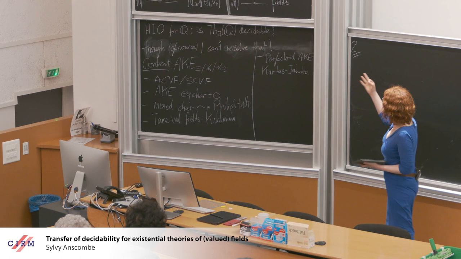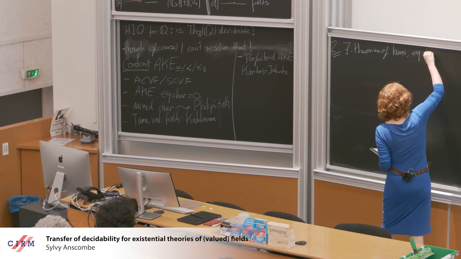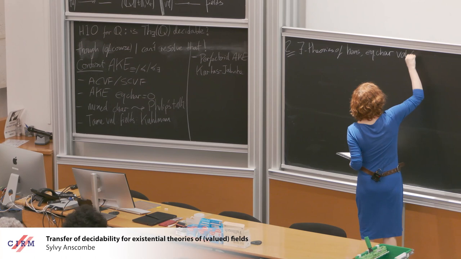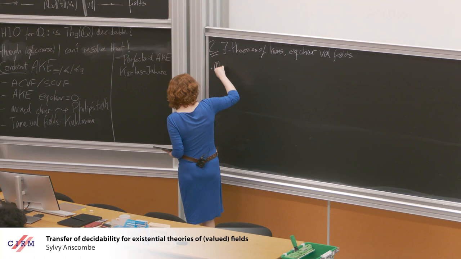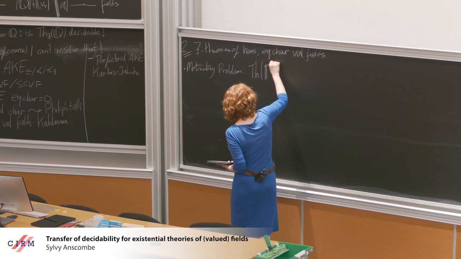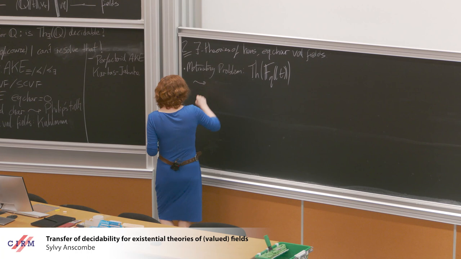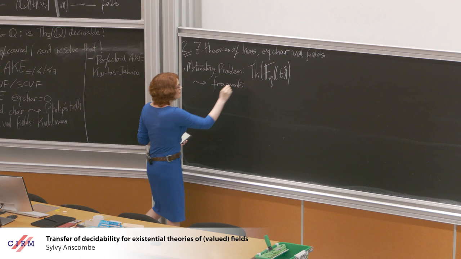Existential theories of Henselian equal characteristic valued fields. Okay, so the motivating problem that I want to raise is we want to understand this theory of the field of Laurent series over a finite field, and what about maybe understanding fragments of that theory, namely the existential fragment.